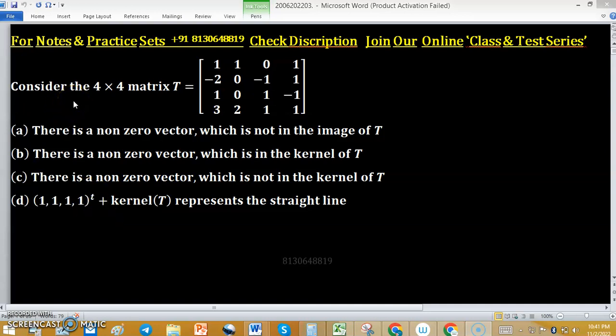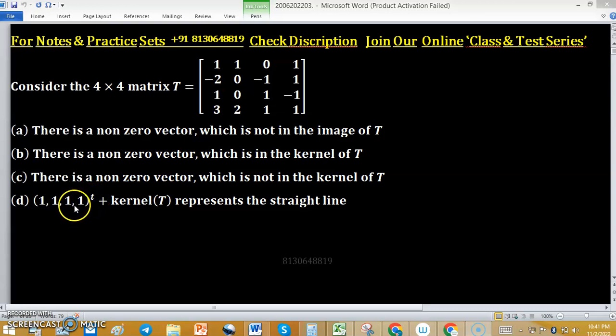Consider this matrix for transformation T and the matrix size of 4 cross 4. There are 4 options. Option A, there is a non-zero vector which is not in the image of T. Option B, there is a non-zero vector which is in the kernel of T.